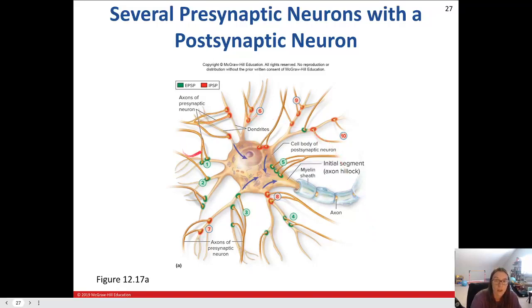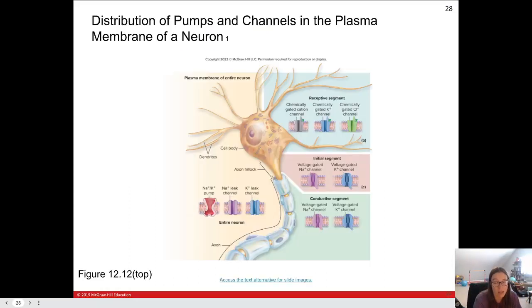And so we can have a whole bunch of presynaptic neurons synapsing with one postsynaptic neuron. We can see like 10 different neurons here, and all of the green ones are EPSPs, and all the red ones are IPSPs. And so how does this neuron know what to do? Some are telling it fire, some are telling it stop. This is where the initial segment comes in. The initial segment is the next segment, and this is at the axon hillock.